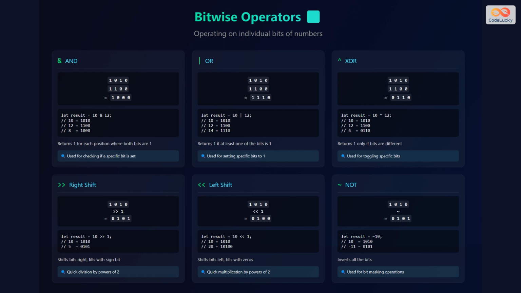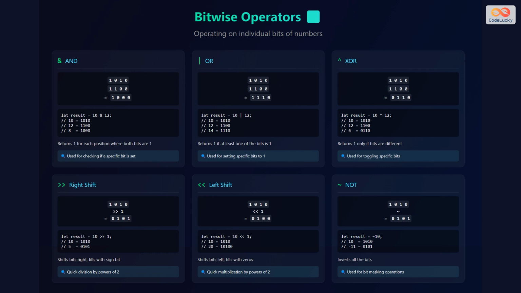The left shift operator shifts bits to the left, filling with zeros. For example, 10 left shift 1 is 20. 10 is 1010 in binary. Left shift by 1 gives 10100, which is 20 in decimal. This is used for quick multiplication by powers of 2.